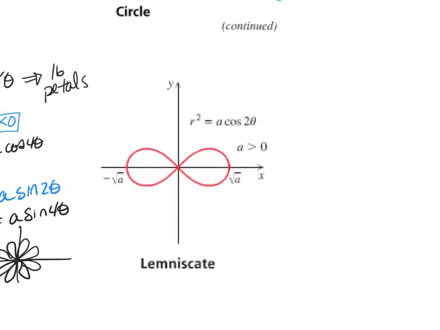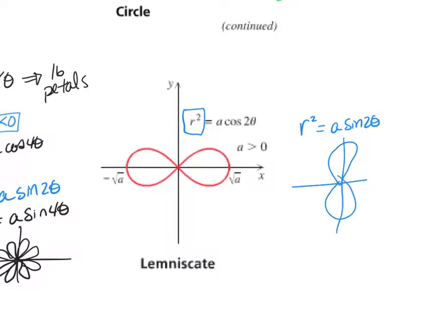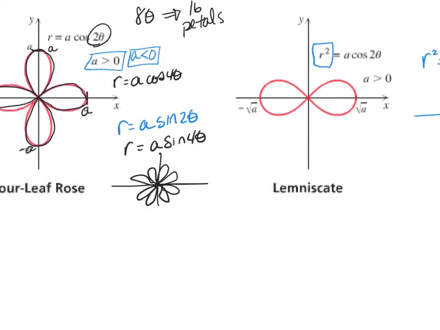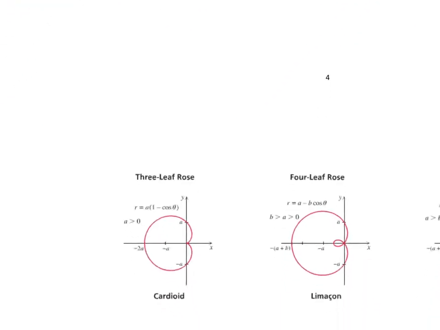And this is the lemniscate. What I look for in pattern recognition is r squared. Now if I have r squared is equal to a sine 2 theta, then it will look like this. It'll still have that propeller shape, but it's going to be facing up and down. So that's a lemniscate.